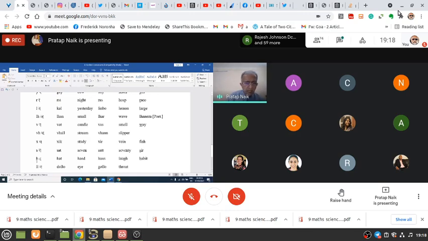Then comes H. Hat, hat. In English, it is hat, but we are reading Konkani. So it is hat, hand. And hans, hans. This N nasalizes the previous vowel. So hans, laugh. Like English, her, habit. This H and this H are identical.